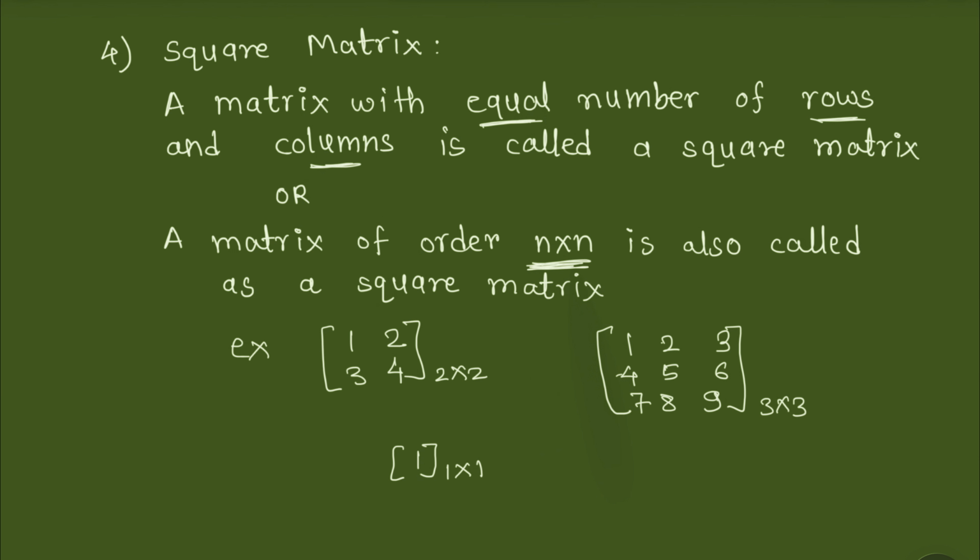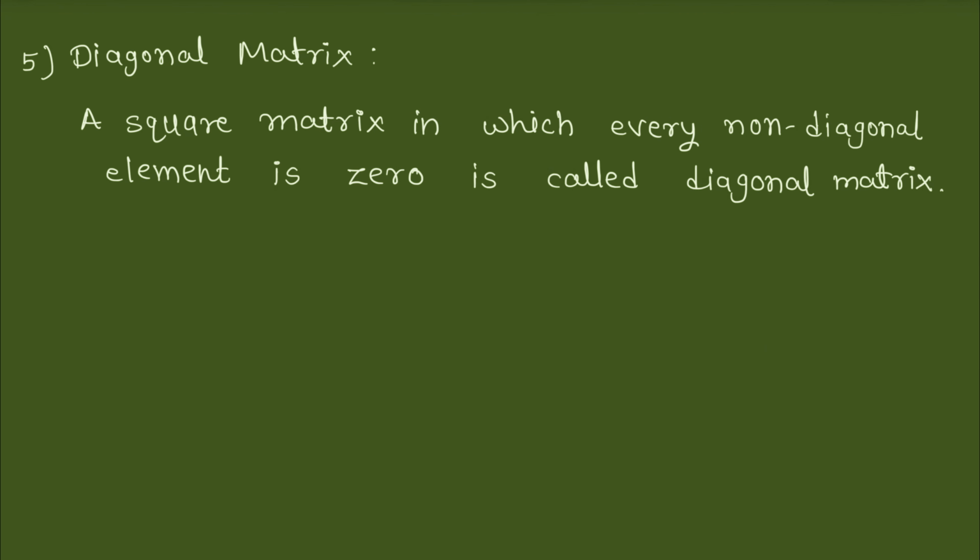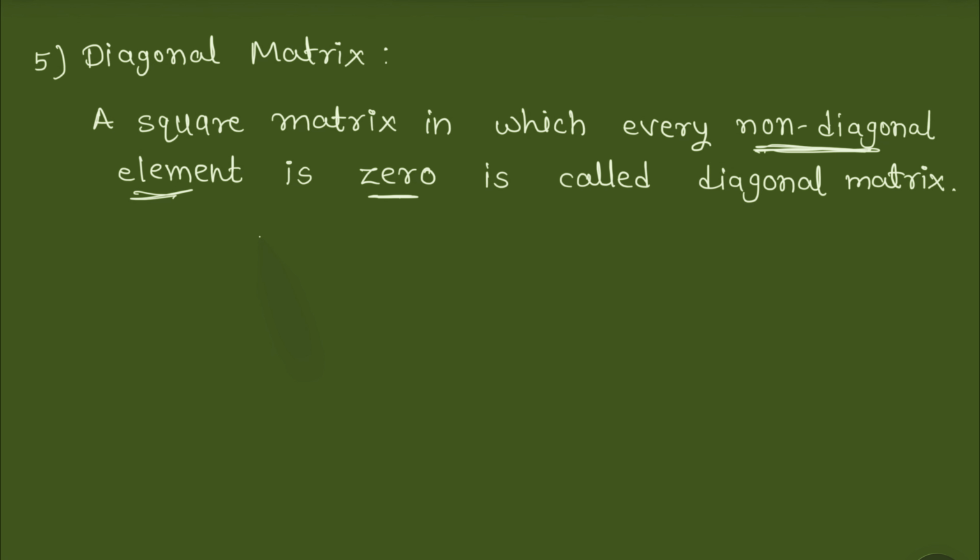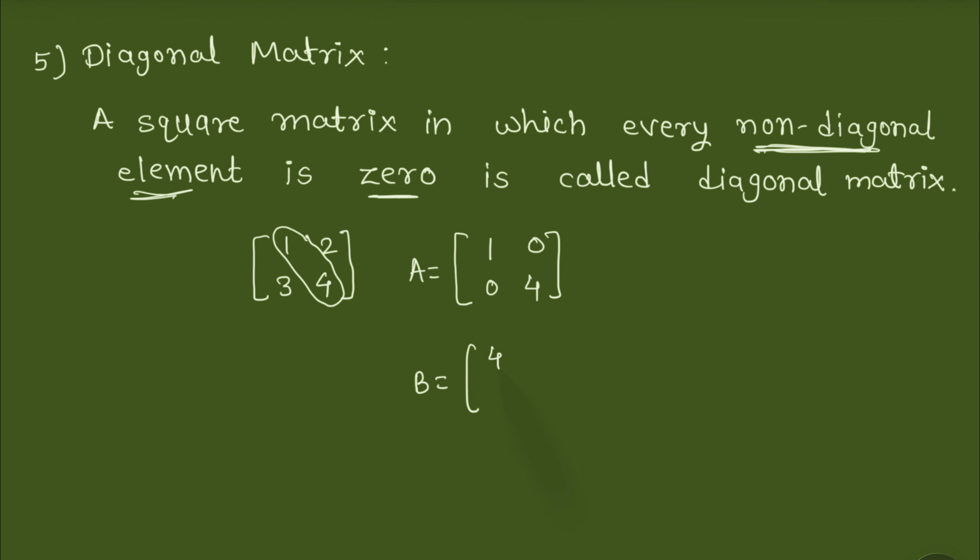Now diagonal matrix. A square matrix in which every non-diagonal element is 0 is called a diagonal matrix. Let's take a square matrix 1, 2, 3, 4. 1 and 4 are diagonal elements. For a diagonal matrix, we need the non-diagonal elements to be 0. A is a diagonal matrix. B is equal to 4, 0, 0, 0, 5, 0, 0, 0, 6. B is also a diagonal matrix where the non-diagonal elements are 0.